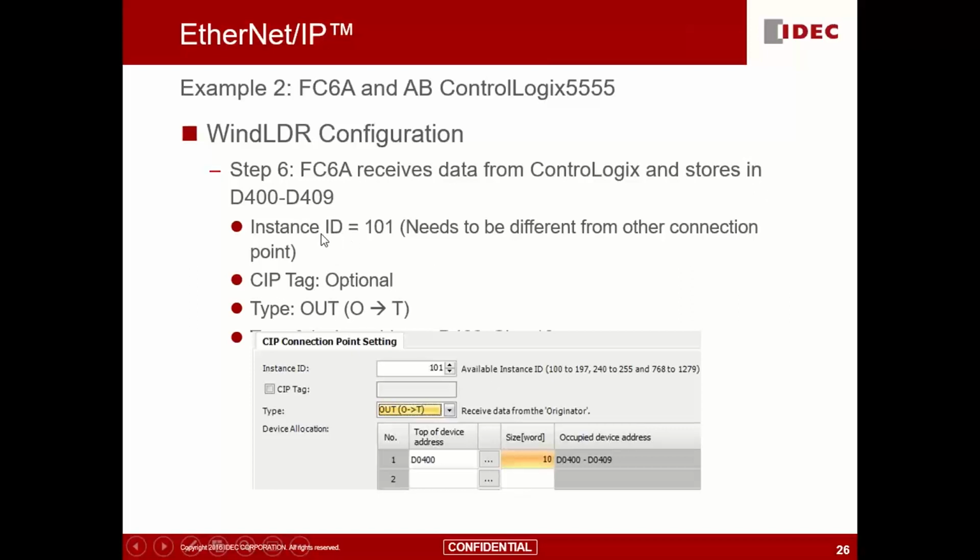So in this case, we're going to use Instant ID 101. Now, the Instant ID cannot be the same, so it has to be different for every connection point, okay? The type we're going to use is going to be output. So basically, your originator, which is your Allen-Bradley, will be sending information, as you can see this small arrow here, to the FC6A, okay? So 10 data will be sent to D400.